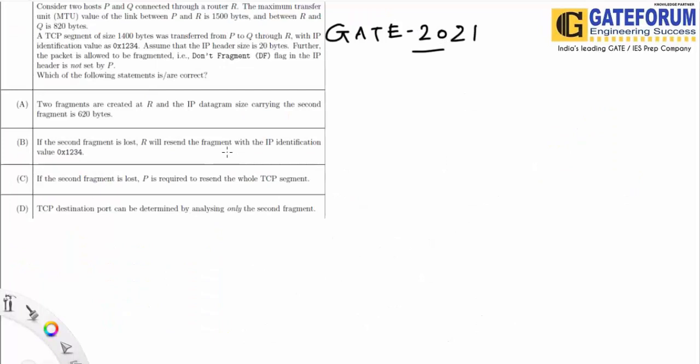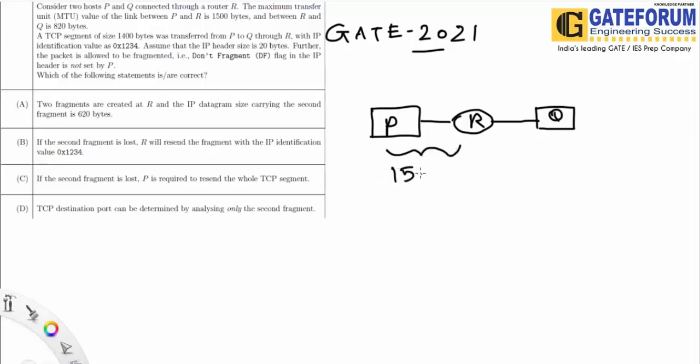Let's try to understand the question well first of all. The question is that consider there are two hosts P and Q connected through a router R. So I have a host named P and I have a host named Q. They both are connected using a particular router R. The maximum transfer unit between P and R is 1500 bytes. So the P and R MTU is 1500 bytes, while between R and Q it's 820 bytes.